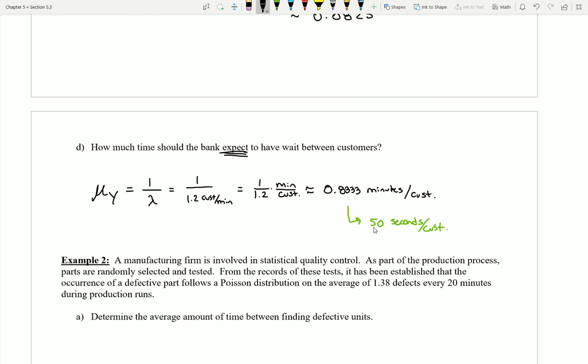Okay, so we'll go ahead and take a look at some more examples of exponential distributions in example 2, which we'll cover in the next video.